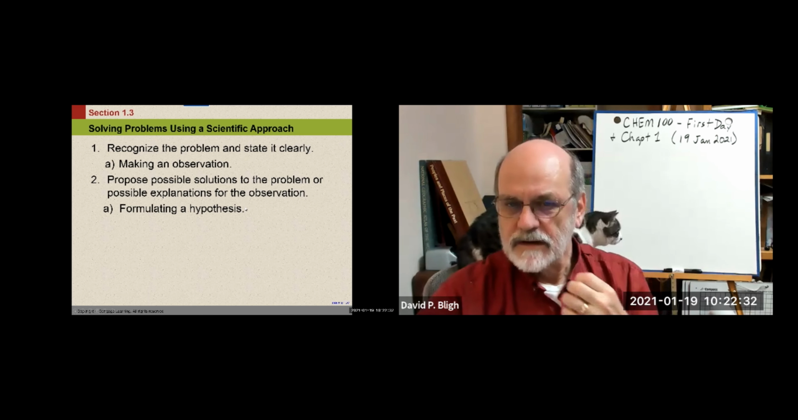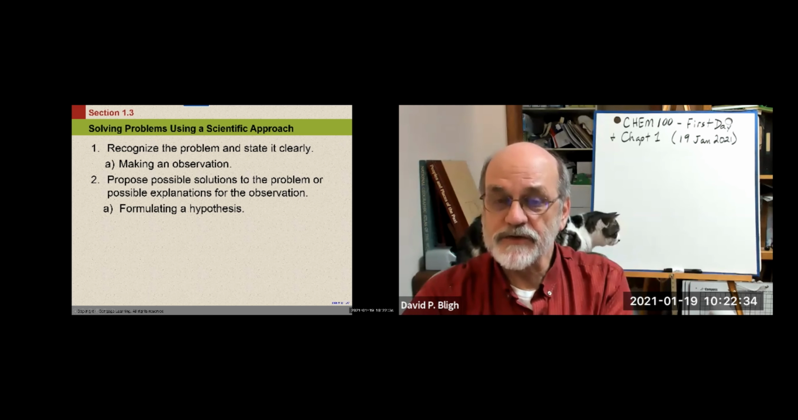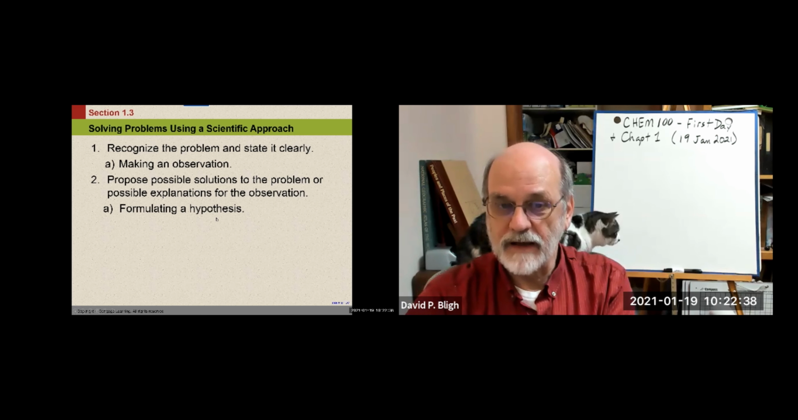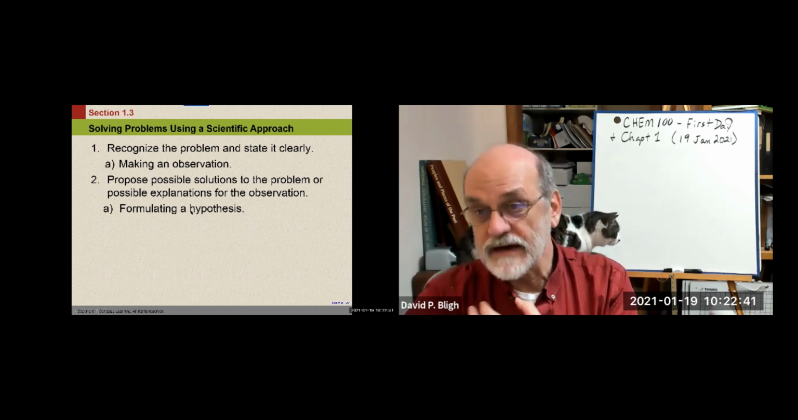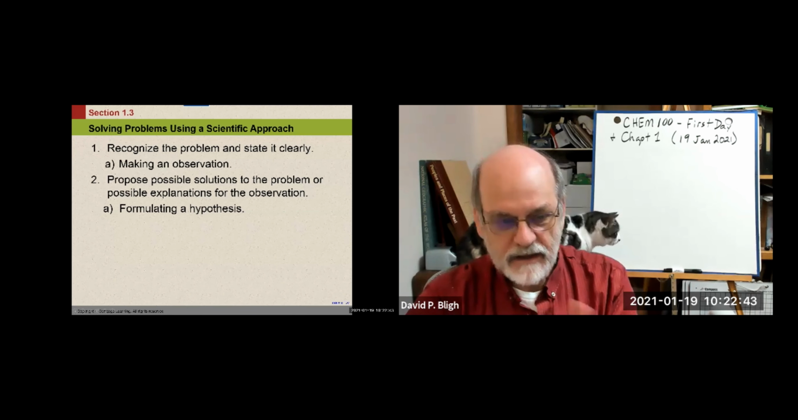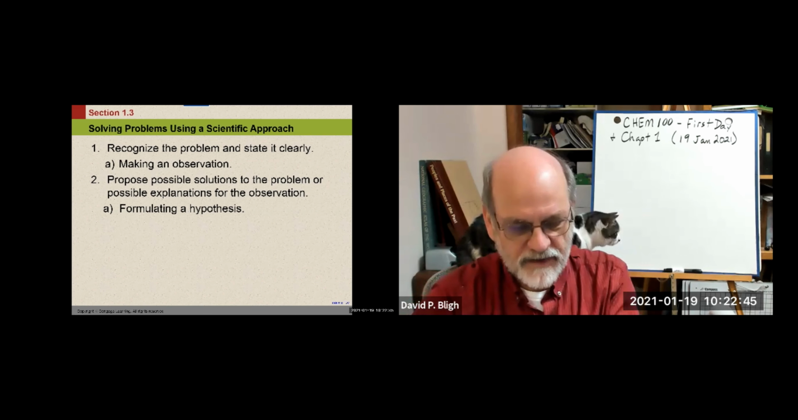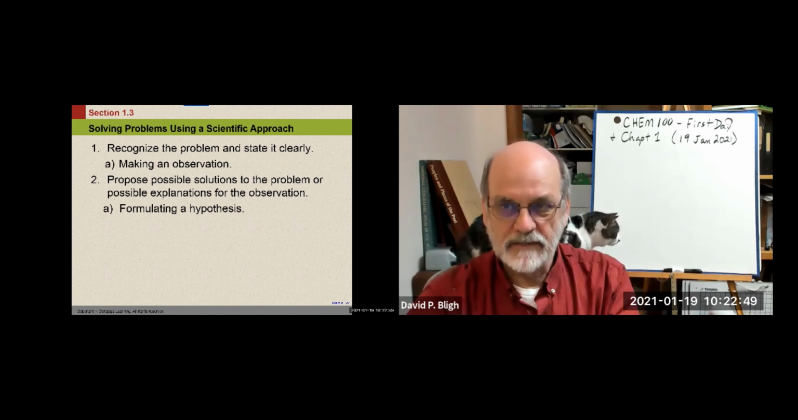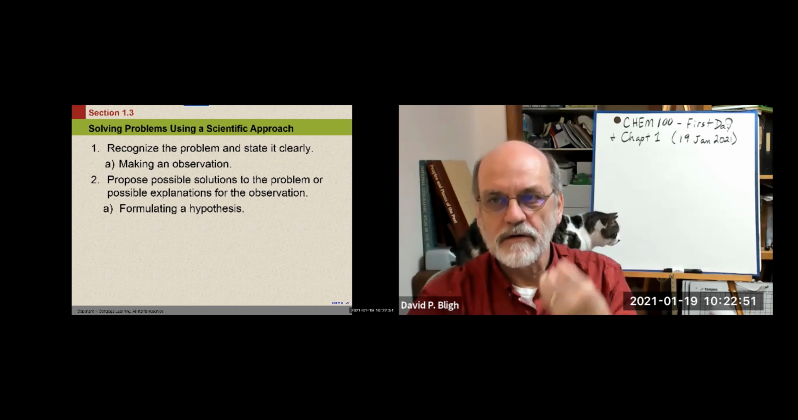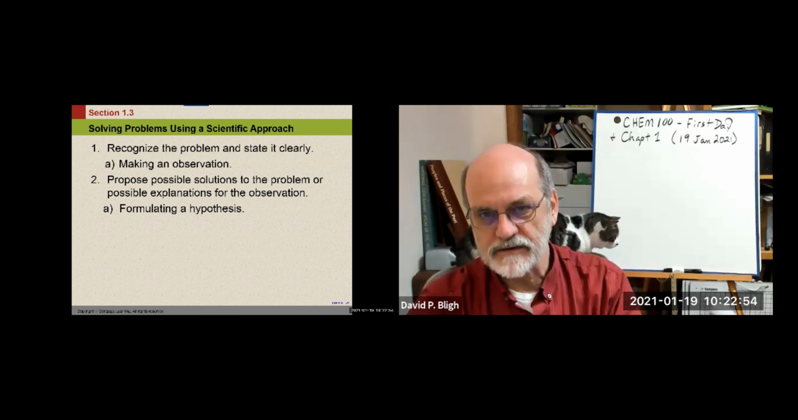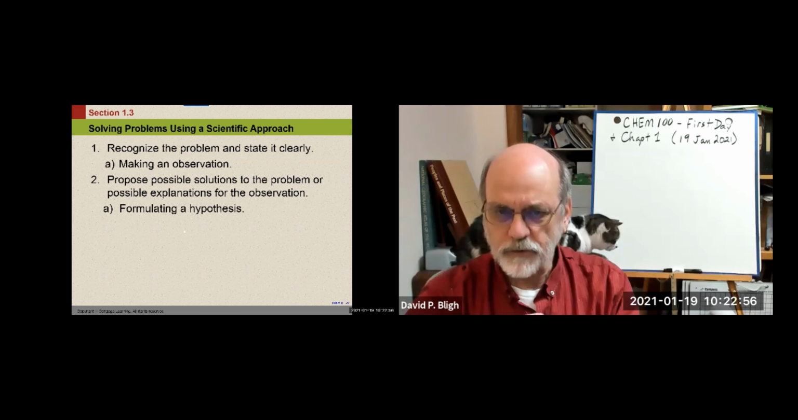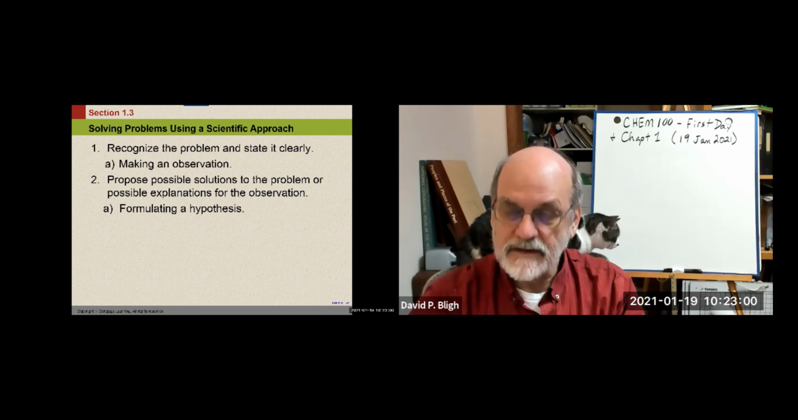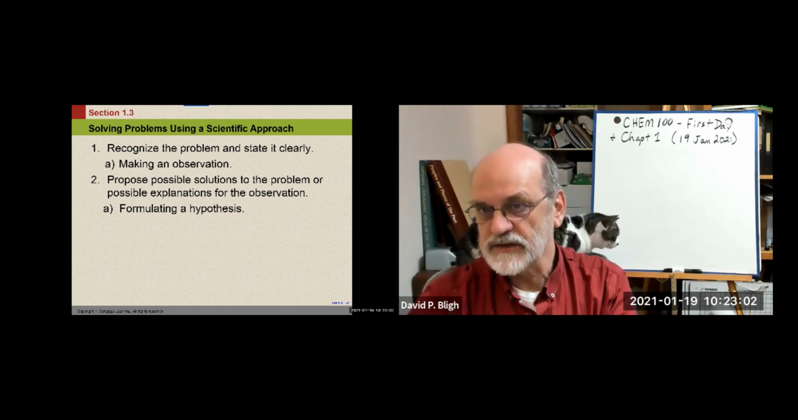And then we propose possible solutions, that is, answers to the question, right? And the fancy word for that is hypothesis, right? If this, then that, or this, and that's why. Stated clearly. Clarity is always first and foremost in the sciences. Formulate your hypothesis. What do you think is causing this? That's a possibility.